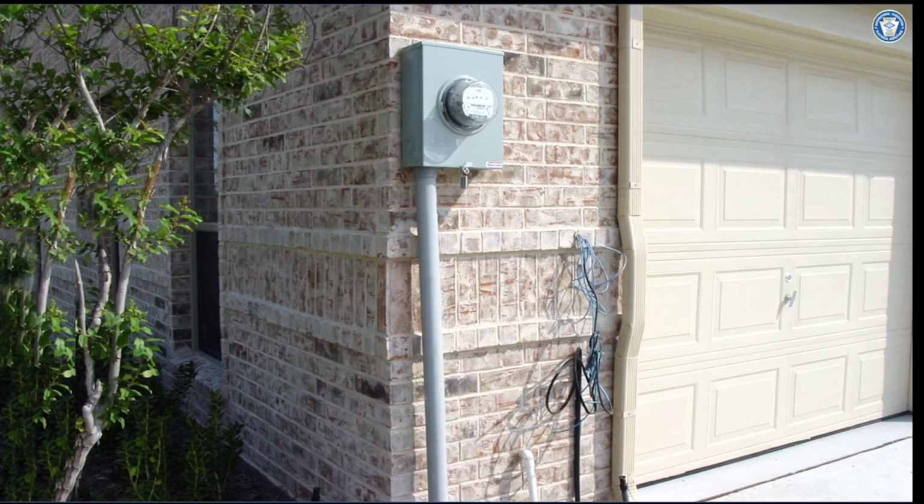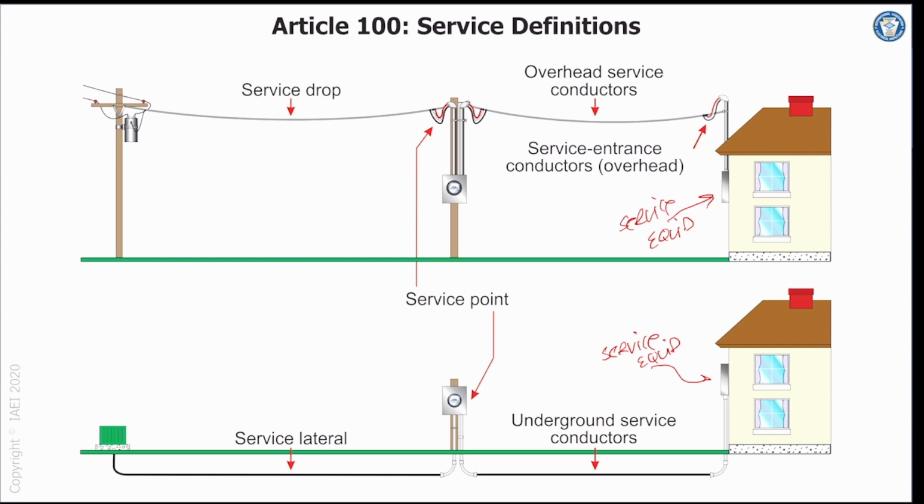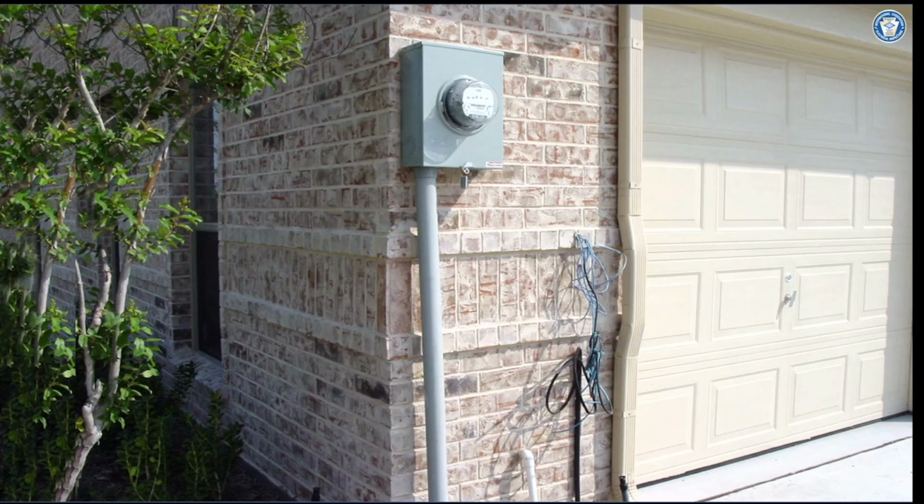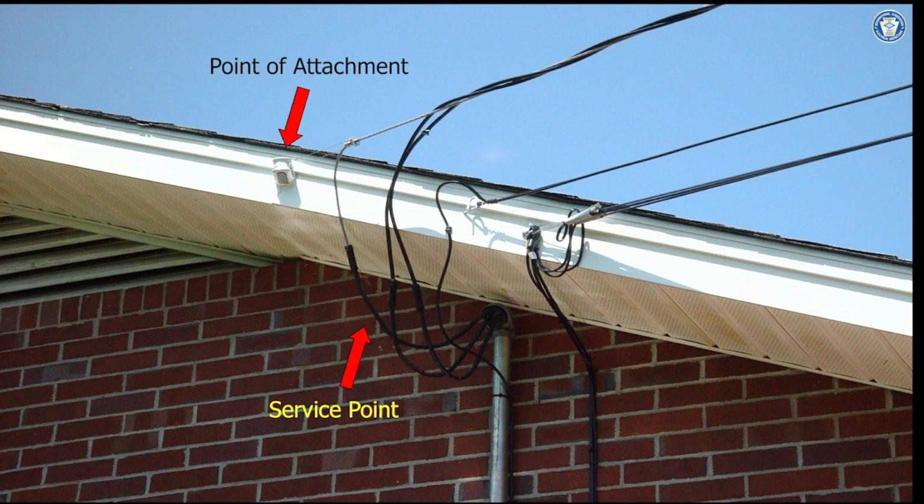So here's an example. That's your meter socket. In this case, this is an underground service. So you have a service lateral coming from a transformer going to the service point, and that's the meter. So this is your service point. There is your point of attachment for your service point. This is an overhead service coming in to this structure, and the service point is right there above the weatherhead.